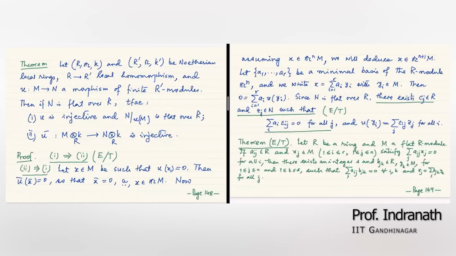So if you have a ring R and M is a flat R module, suppose that you have coefficients a_ij in R and x_j in M satisfying a linear relation being 0 among these x_j's. Then there exists an integer s and b_jk in R and y_k in M, for j between 1 and n and k between 1 and s, such that the sum of a_ij b_jk is 0, and x_j can be written in terms of these y_k's. Don't worry about the indexes now; just see the main thing it is talking about. You will soon see that this is more powerful than you think: a very simple linear vanishing condition giving rise to flatness.